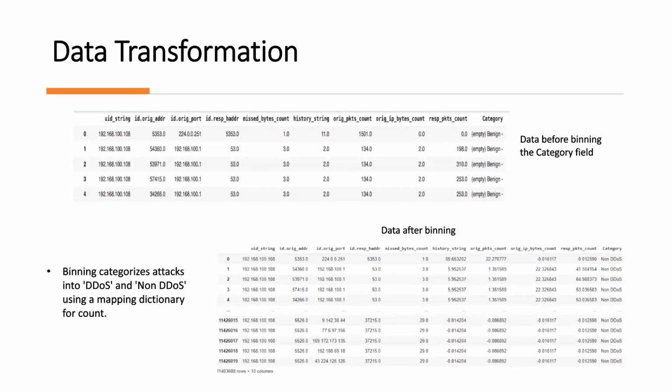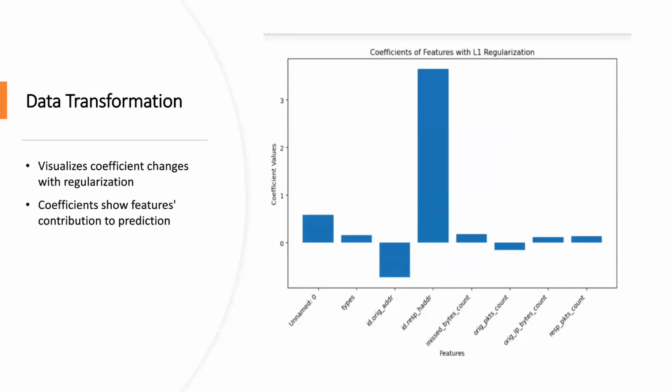Once that's done, we can also see there's a column called category, which shows what kind of attack is performed on that IoT device. Since the project scope is only DDoS and non-DDoS attacks, we perform binning to split these values into DDoS and non-DDoS categories, as you can see in figure 2 at the bottom. After that, we perform regularization to ensure that the model doesn't overfit, and we use L1 regularization for that.